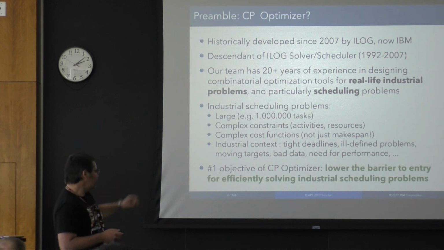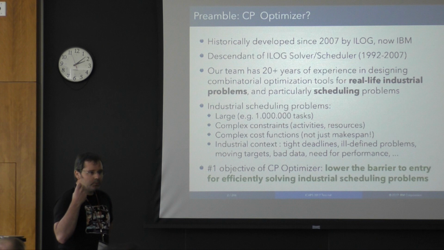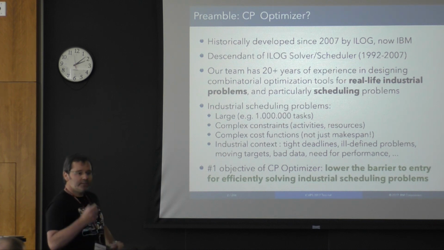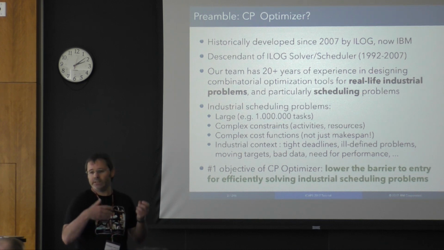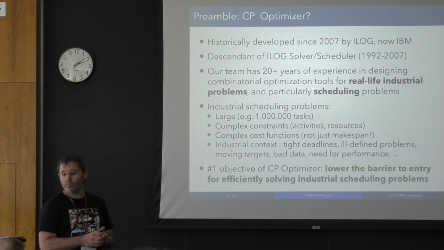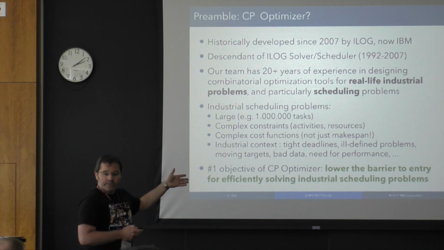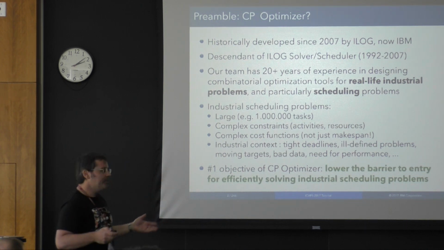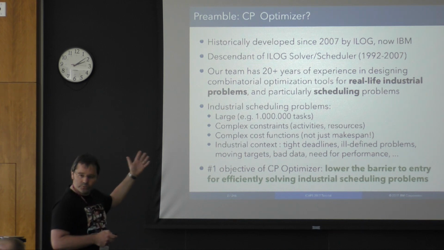So when we started with CP Optimizer in 2007, we decided to build it with one main objective. It is to lower the barrier to entry for solving efficiently scheduling and complex scheduling problems. Okay. So we will see what it means and how we hope that we have kind of achieved this objective. But this is just to describe the context a little bit.